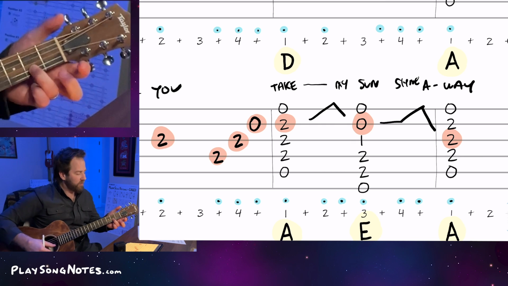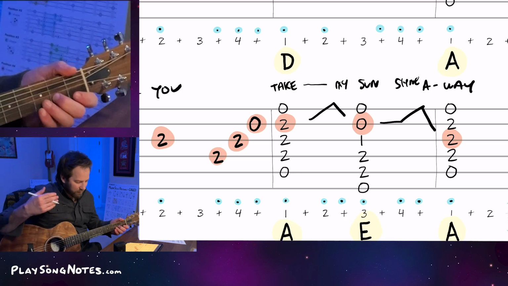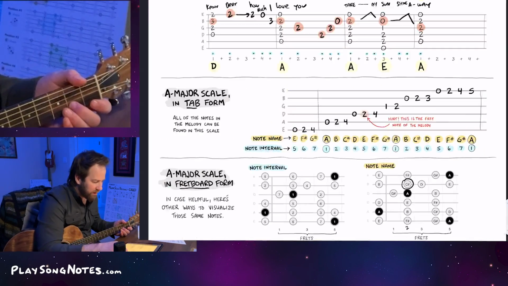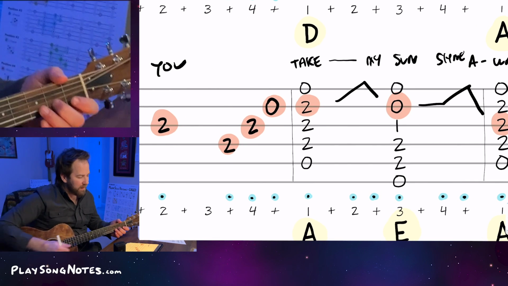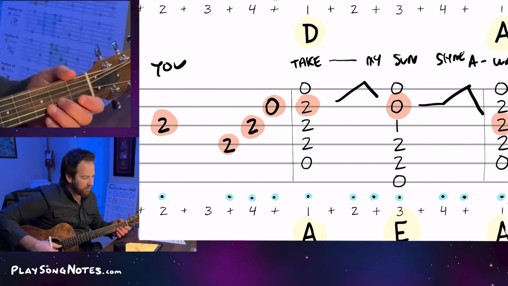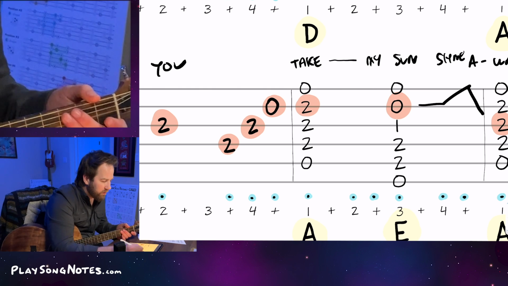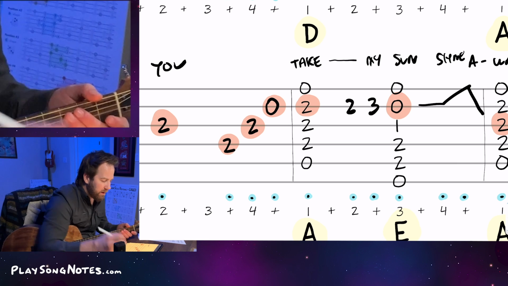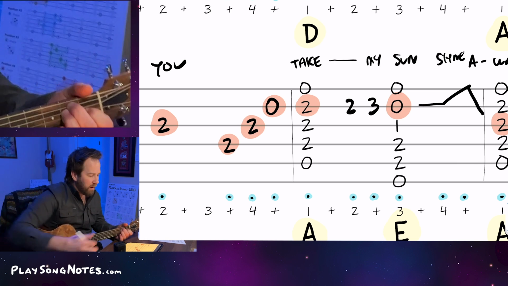So if we're on this C sharp note, second fret of the second string, again, learn your major scale. What's after C sharp in the A scale? It's D, right? And if you know your fretboard, at least your open chord fretboard, D is the third fret of the second string. Take my. All I'm doing there is just take my sun. I think that works.